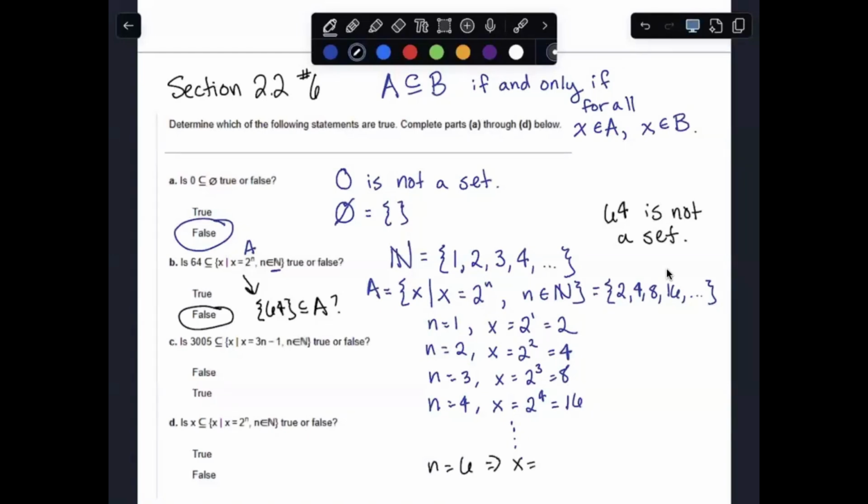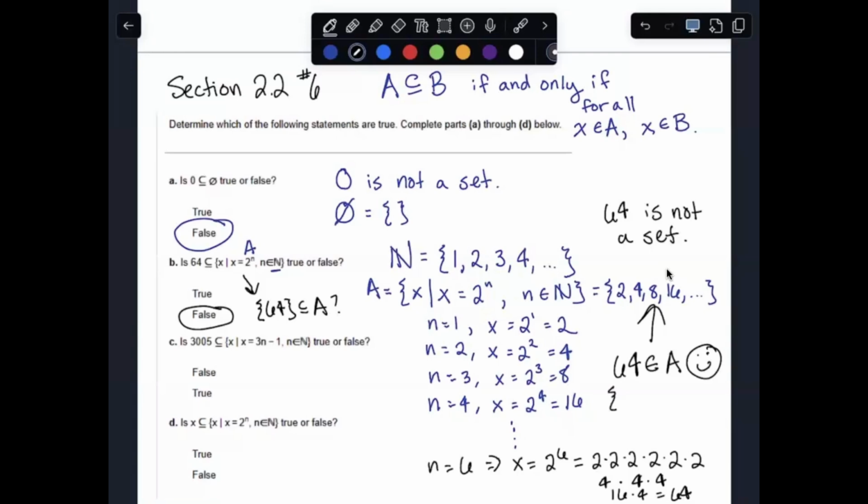We'll have X equal to 2 to the 6th power, which is 2 times 2 times 2 times 2 times 2 times 2, which is 4 times 4 times 4, which is 16 times 4, which is equal to 64. So 64 will be an element of the set A. The set of just the element 64 is a subset of A, but 64 itself is not a subset of A.